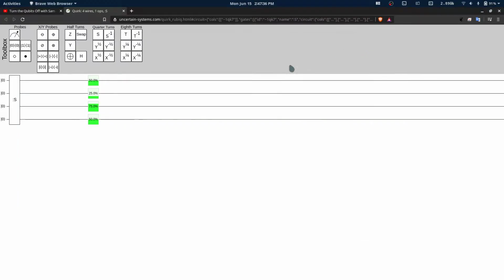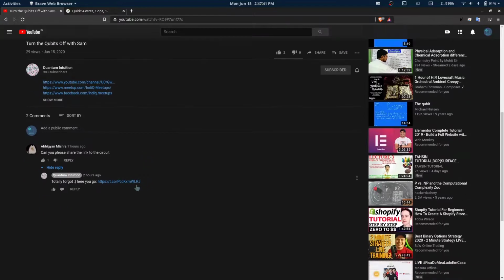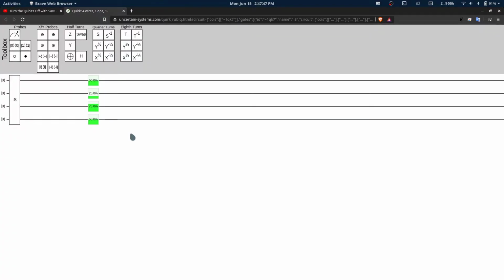Daniel Colomer posted another challenge of turn the qubits off on his channel, and I asked for the link and I got it. So let's try to solve it. So here we have the circuit. We already know the rules.